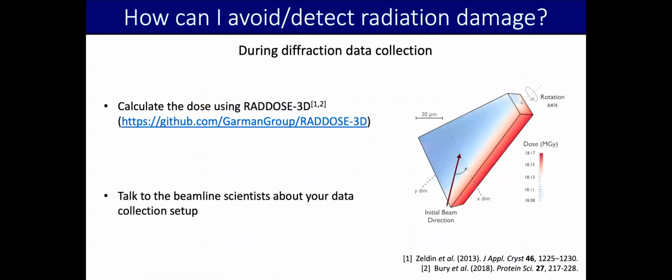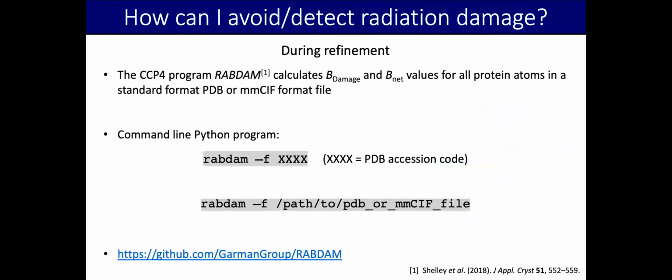So to finish, I'd like to briefly discuss what you can do to avoid and detect radiation damage during data collection. As several people have mentioned in the talks before, during your data collection, you can calculate the dose that's being absorbed by your crystal using the Garman group software RABDAM 3D. That's available on the Garman group GitHub page, and also, as was mentioned in the last talk, is online at Beamline 04. And also, as Ralph said, talk to your beamline scientist to check that your data collection setup is sensible.